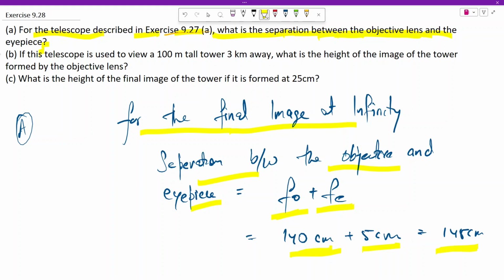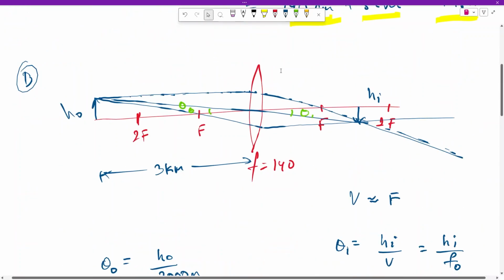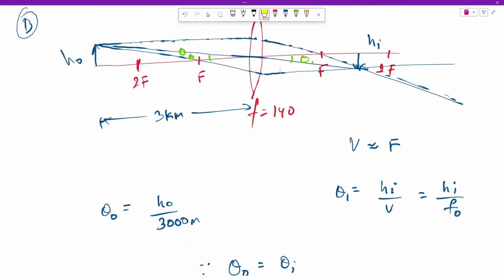Now the B part of this question is, if the telescope is used to view a 100-meter tall tower 3 kilometer away, what is the height of the image of the tower formed by the objective lens? So let us move to this question. Now we assume that this is the convex lens or the objective with a focal length of 140 centimeter. Now here lies the image.